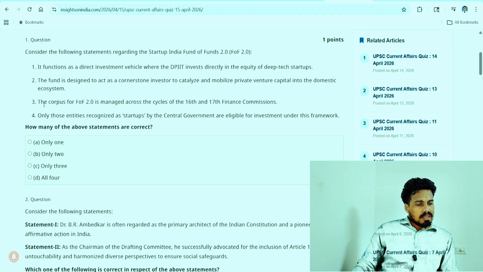So we can avoid the fourth one, and the second is right. And the third one, there is a problem with the number, always a problem with the number in UPSC. And the first, it functions as a direct investment vehicle where the DPIIT invests directly in the equity of deep tech startups. If DPIIT invests directly, then what is the use of mobilizing private venture capital? So 1 should be wrong, 4 should be wrong, and 3, this number is only doubtful here. That's why we are taking 3 as wrong. So we are marking only 1 as the answer here.